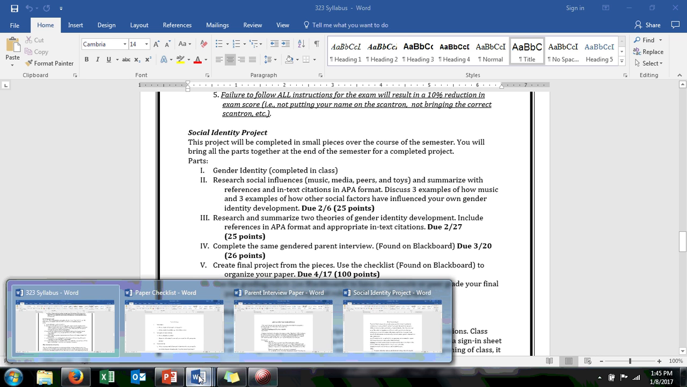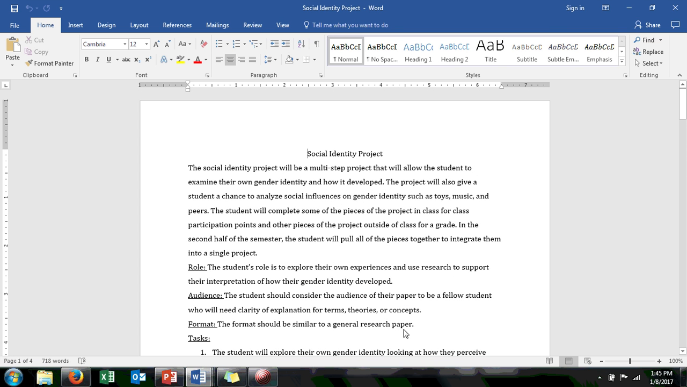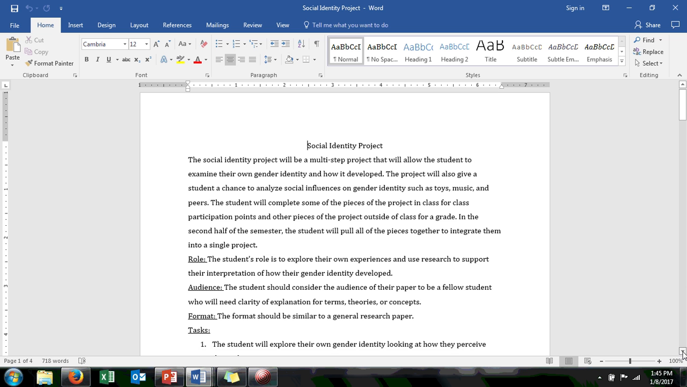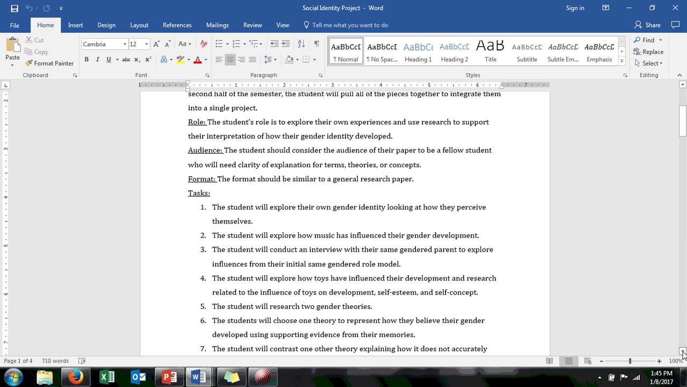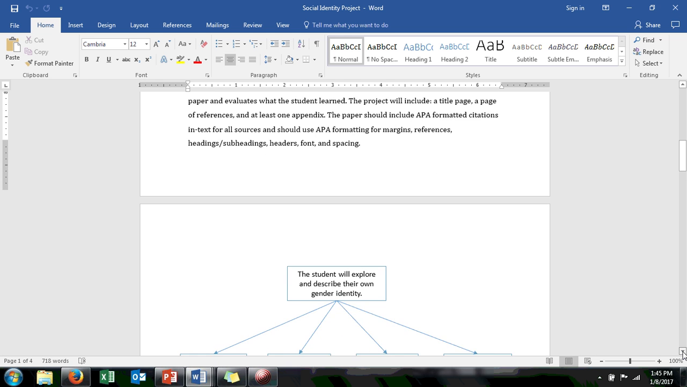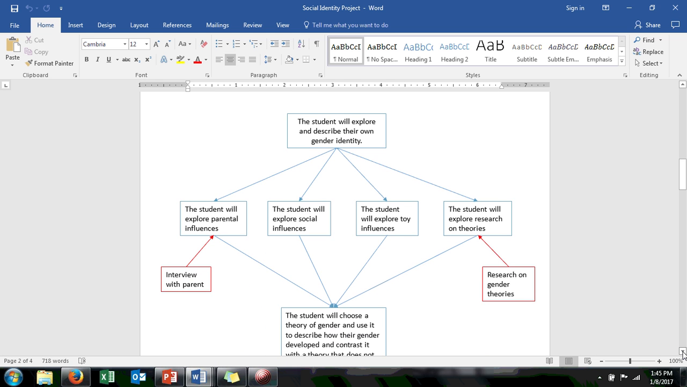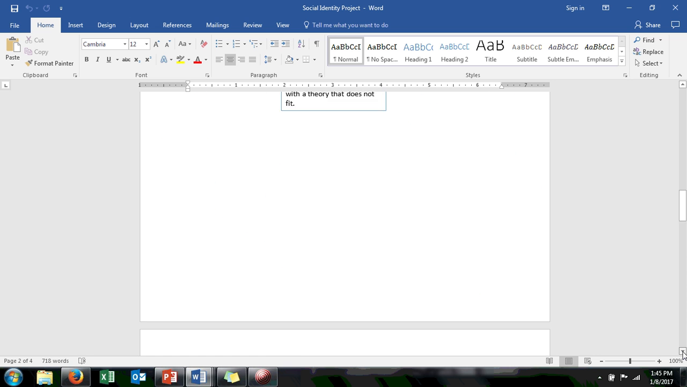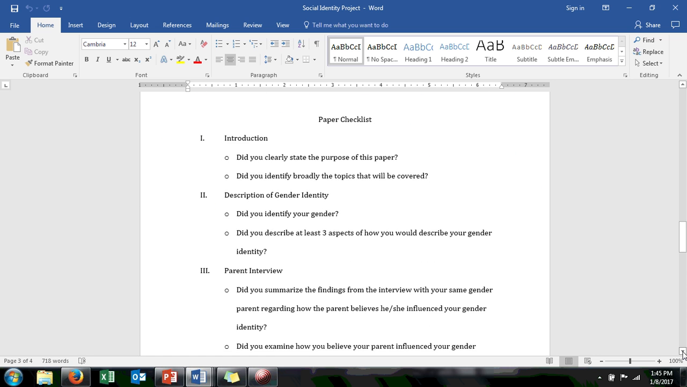Now there's a Word document full of all of the detailed instructions for this paper. It talks about your role, who your audience is, who you should be directing the paper to, and the format, as well as the general tasks. It also has a diagram explaining how this is all coming together visually. And finally, there is a checklist. So as you're going to put together your final paper, the paper checklist is a really good way of helping to make sure you structure your paper appropriately and that you're not missing anything that you'll be graded on.